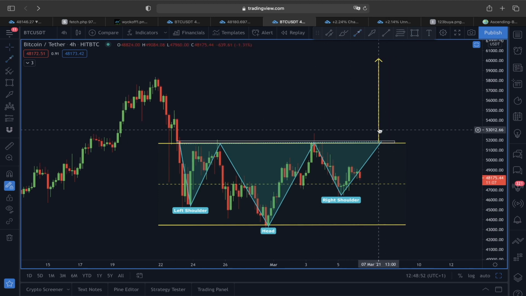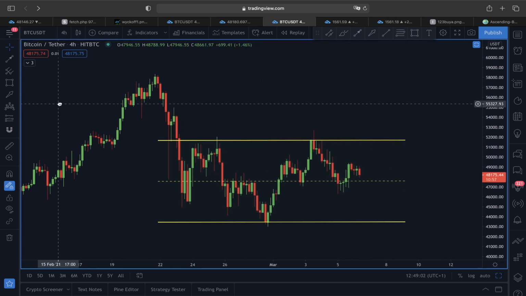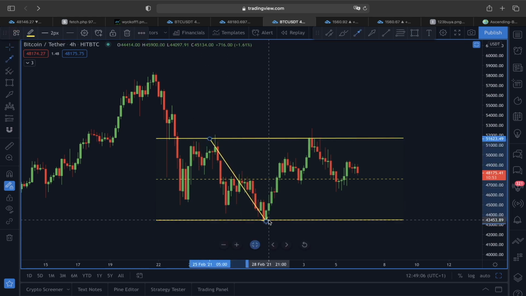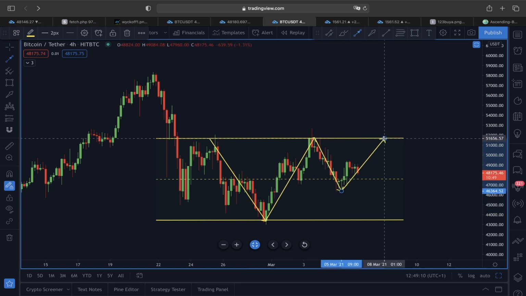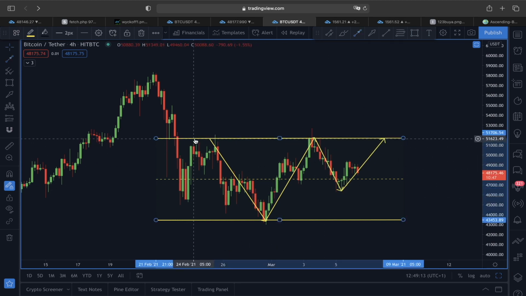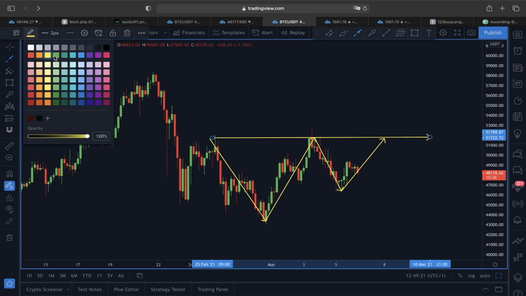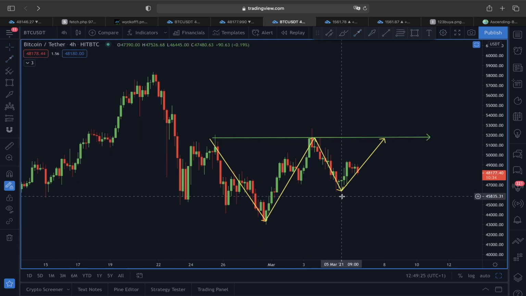But if you say, hey, I don't want to look at this as an inverse head and shoulder, this right shoulder which is forming right now, no problem. We can remove the inverse head and shoulder and look only at this price structure using the 1, 2, 3 reversal scenario. So let's remove everything and only look at this here, include the neckline. Let's make the neckline green in color. So now you can see this 1, 2, 3 reversal scenario.